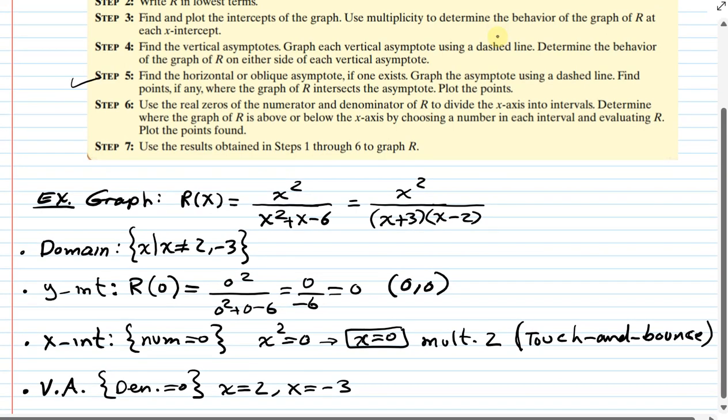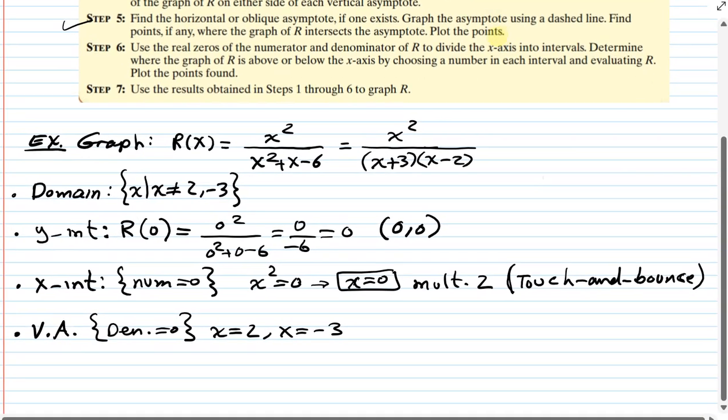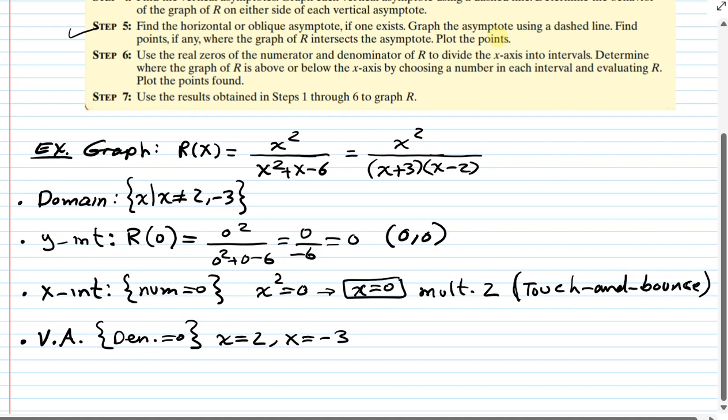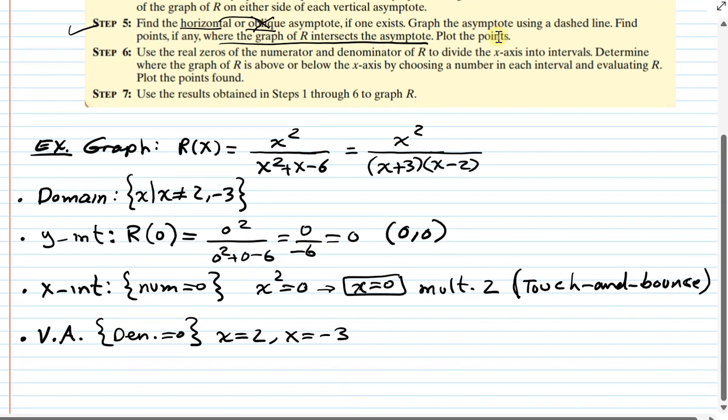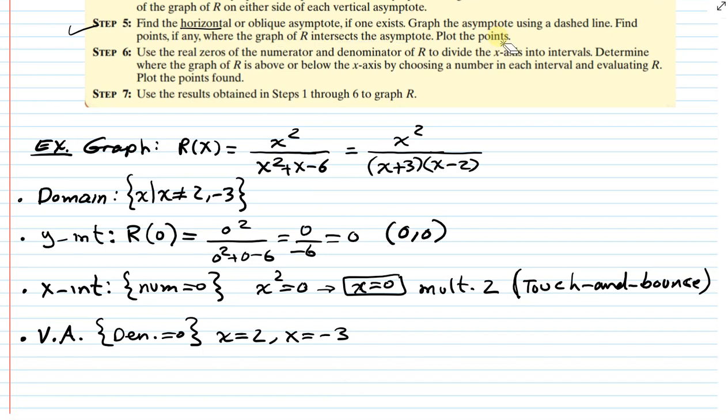Next step, find the horizontal or oblique asymptote. Remember, we cannot have both. Most of the problems I do will be horizontal asymptote because that's what you will most likely do in your future courses. Graph asymptote using dashed lines. Find points, if any, where the graph intersects the asymptotes. Plot the points. Remember this part where the graph intersects asymptotes. The graph of a function may cross its horizontal or oblique asymptote, and it's going to be one or the other. My focus is on the horizontal. So the graph may cross its horizontal asymptote. We need to determine those.